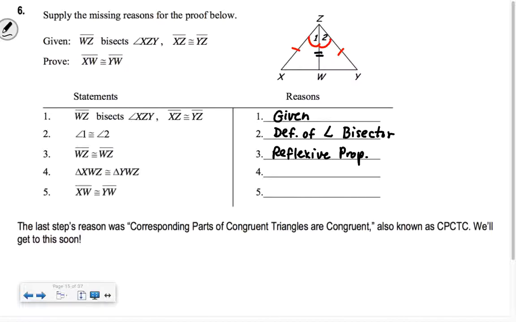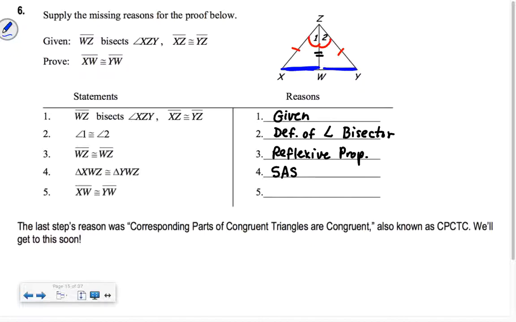What markings do I have? Do I have side, angle, side, or side, side, side? Side, angle, side. Do you guys see the side, angle, side? And then the last step's reason was corresponding parts of congruent triangles are congruent. Do we want to write that out? Can you imagine writing that on all these statements and reasons proofs? It would take forever. So we're trying to prove that XW is the same as YW.